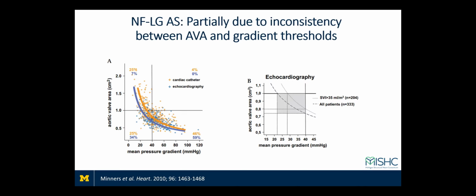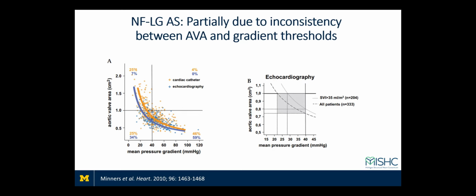But what is going on? Why do we even have patients that have normal flow still having low gradient AS? And this is partly, and in a large proportion, due to the fact that we've set these thresholds for severe aortic stenosis and kind of assume that an aortic valve area of 1 is going to be equivalent to a mean gradient of 40. But that is not necessarily the case.